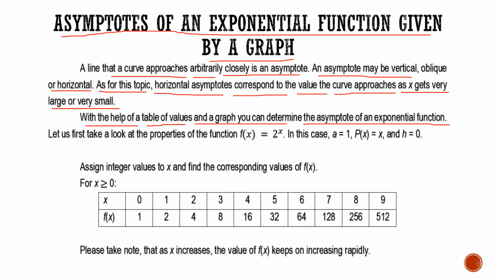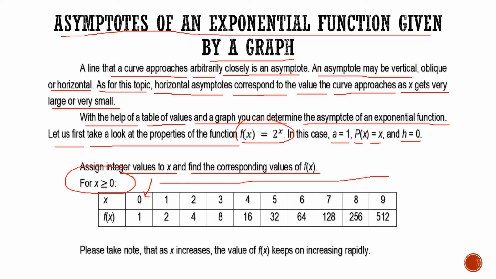So with the help of a table of values and a graph, you can determine the asymptotes of an exponential function. Let us first take a look at the properties of the function f(x) = 2^x. In this case, a is equal to 1, p(x) is equal to x, and h is equal to 0. Assign integer values to x and find the corresponding values of f(x). For x greater than or equal to 0, the minimum value of x here is 0, and the maximum goes up to the last value greater than 0.